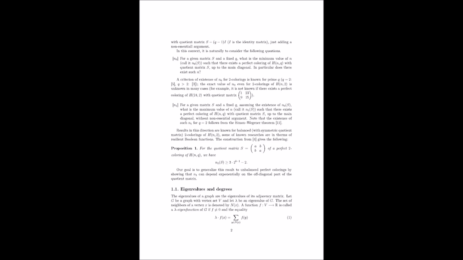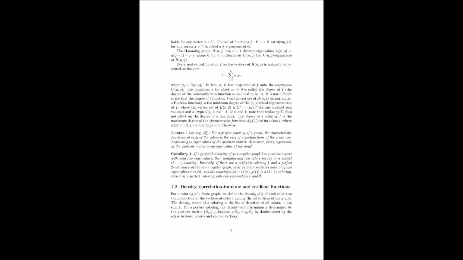Well, for certain values of Q, which is the size of our alphabet, and M, which relates to the number of colors, there exists a perfect coloring with a very specific structure for its quotient matrix. Ah, the quotient matrix. We talked about that earlier. Can you remind us what that is again?